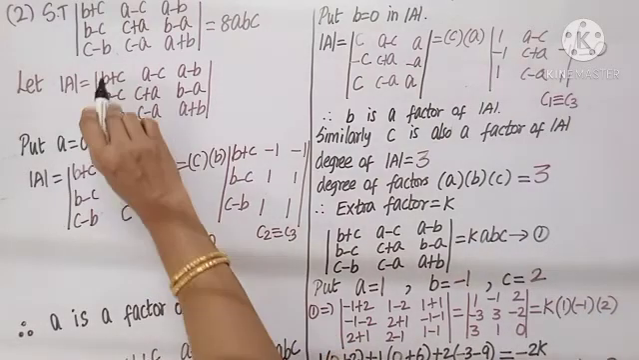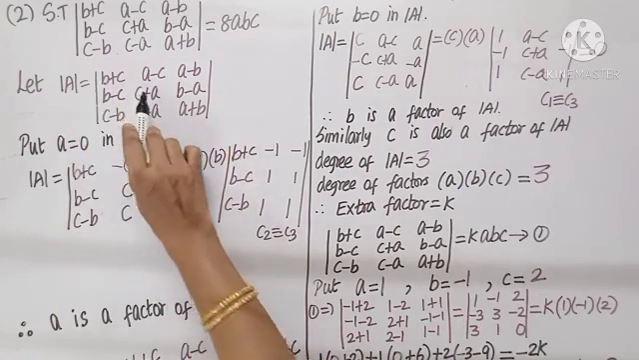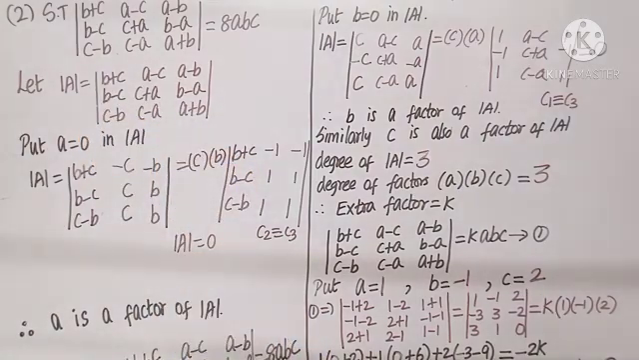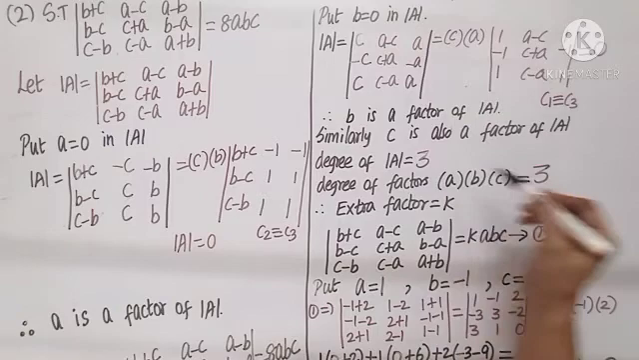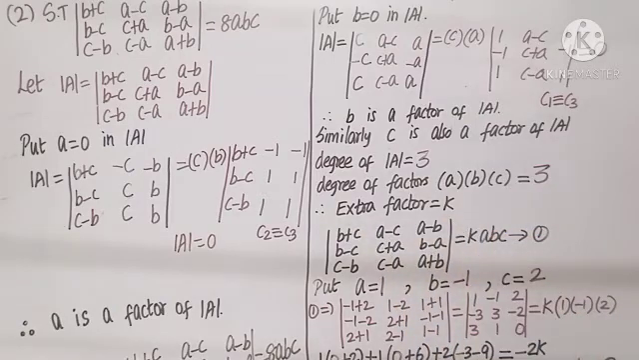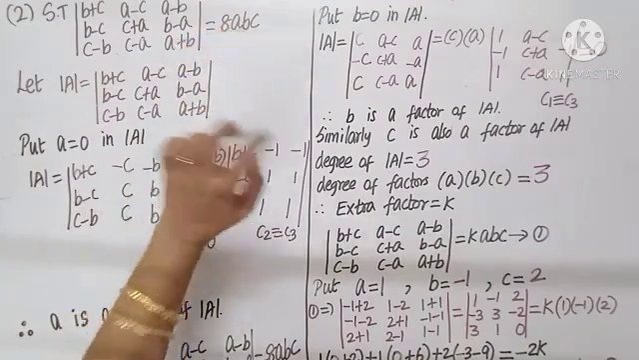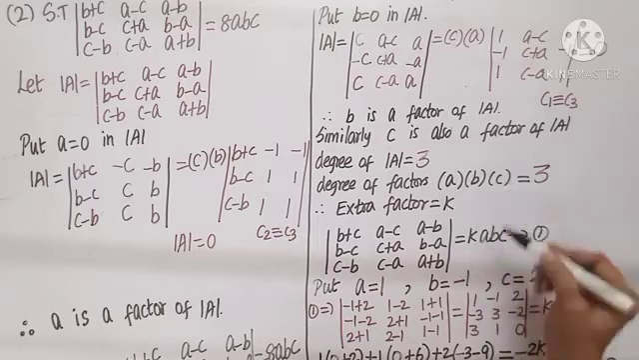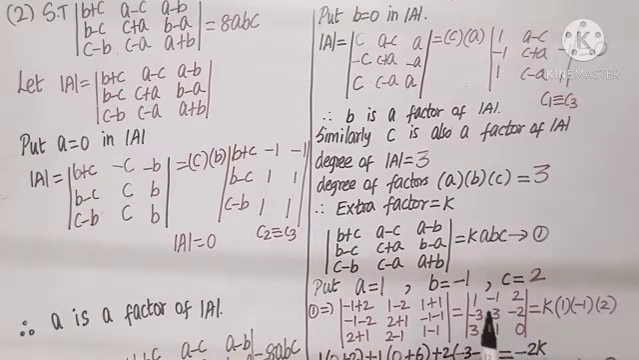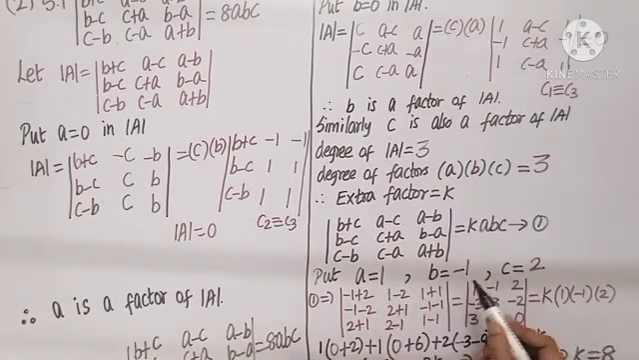Now the degree, cross diagonally, I check 1, 1, 1. The degree is 3. The factors that I got, A into B into C, the degree is 3. Both are equal. Extra factor is K. Now the given determinant is 8, which I need to find out. So the extra factor K into A into B into C. I can find the K value in 2 methods. I can compare the degrees, or I can put convenient values for A, B, C. You can put any values. These are our own choice.